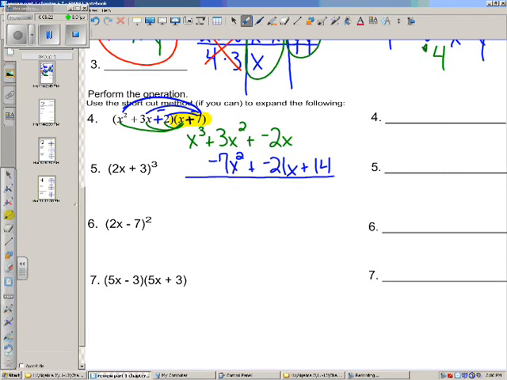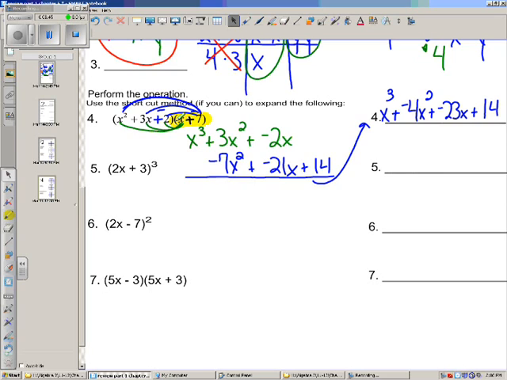And now I'm ready to add my like terms, and I'm just going to put the answer straight up into the answer spot for number 4. So when I do this, I end up with x cubed plus negative 4x squared plus negative 23x and plus 14. And that's my final answer for number 4.